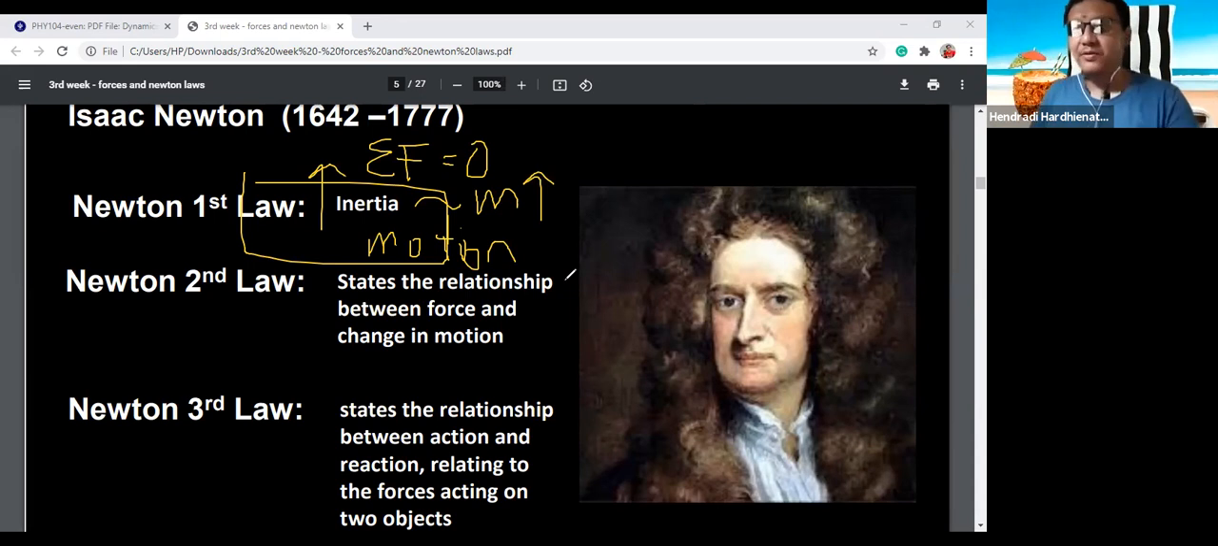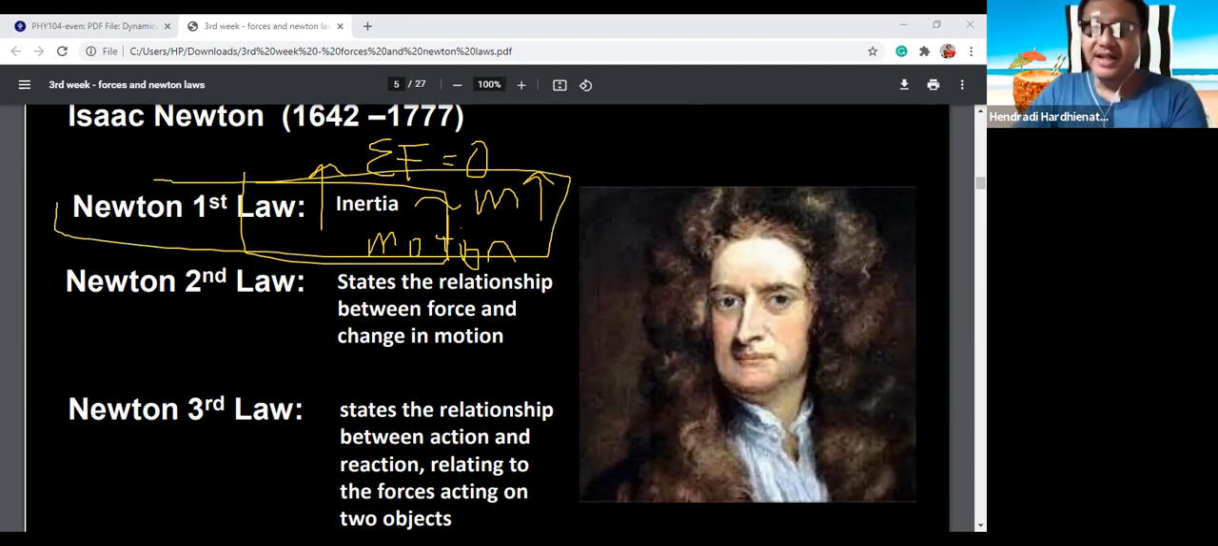Many students get it wrong. They think the first law is that the resultant force is equal to zero. This is not the first law. This is just a mathematical statement, but it's not the first law. The first law is about inertia, that a body tries to maintain its motion. And this property, inertia, is proportional to the mass. This is the first law of Newton.